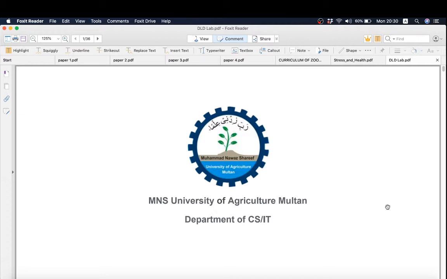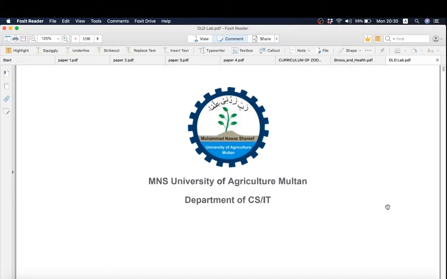Before starting our lab, I want to discuss the midterm lab exam. Last time I shared a lab manual with you, and that lab manual is just for the midterm exam. The labs we will do from today onward will not be included in the midterm. Only the labs mentioned in the lab manual will be included in our midterm exam.